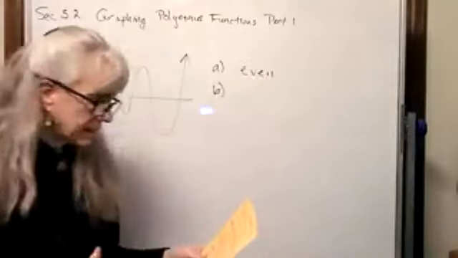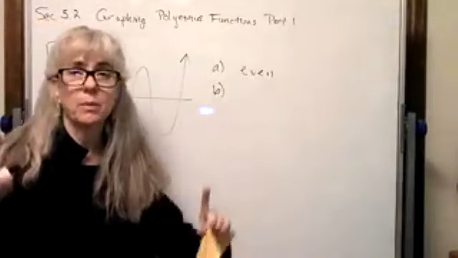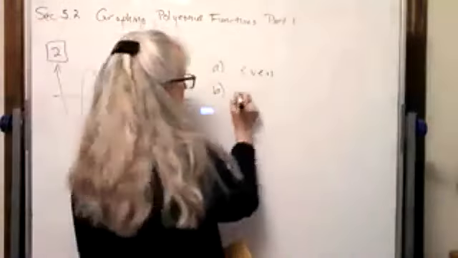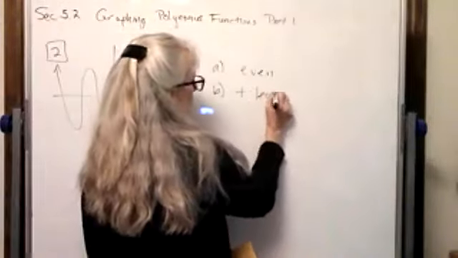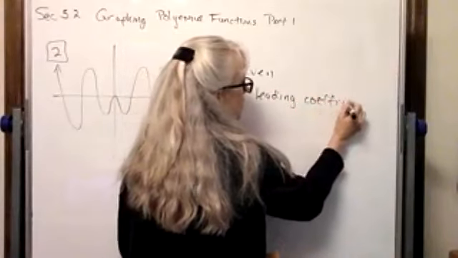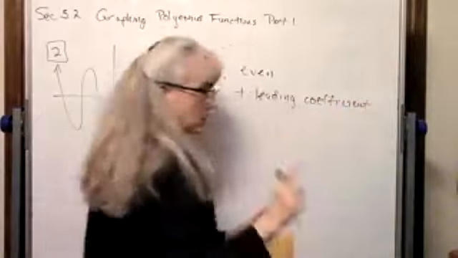Part B is asking us, is the leading coefficient positive or negative? Well, because it's starting and stopping above, we know it's a positive leading coefficient. So positive leading coefficient. Again, think about just x squared being a positive leading coefficient and opening and ending up.